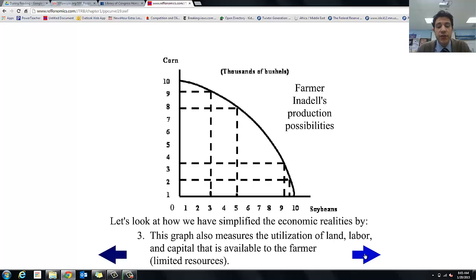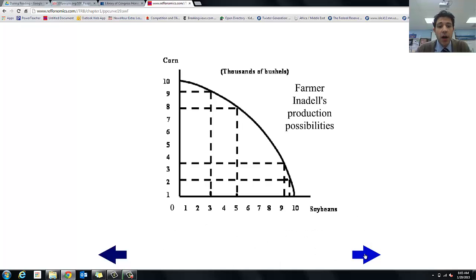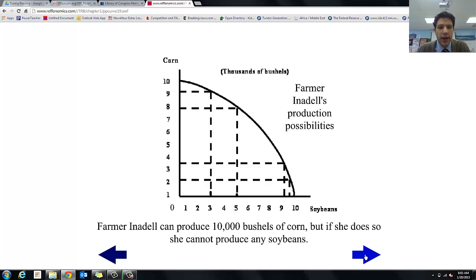This graph measures the utilization of all three different resources. Farmer Inadell is the entrepreneur, but this graph represents the utilization of land, labor, and capital that's available to her. So let's get into it. Most importantly, this model includes the concept of opportunity cost. When we do something, we have to give up something. And this is a great representation of how we can look at opportunity cost in a numerical way.